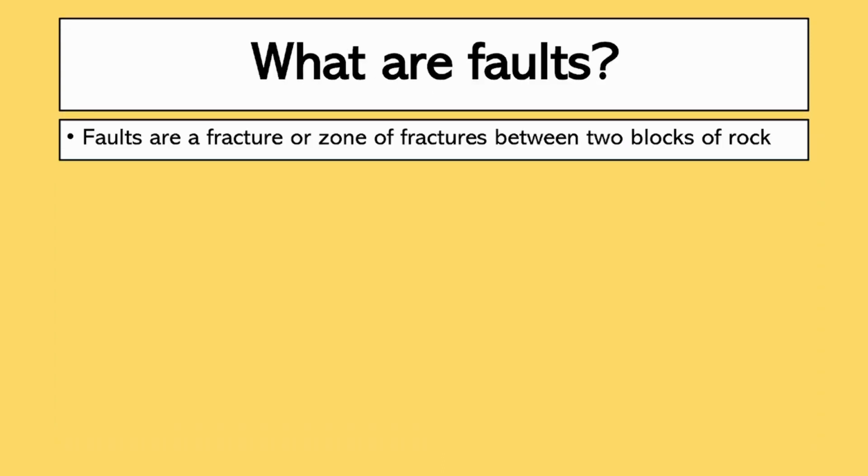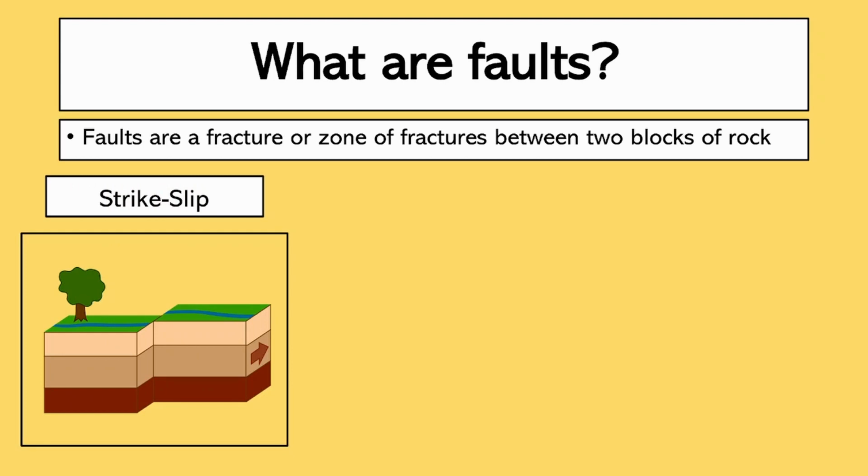This tends to happen along faults. The pressure builds up and those land masses or rocks fracture or split. This is what we call a fault. A fault is a fracture or a zone of fractures between two blocks of rock. In this case, we're talking about the tectonic plates themselves. And there are three different kinds of faults that scientists have discovered.